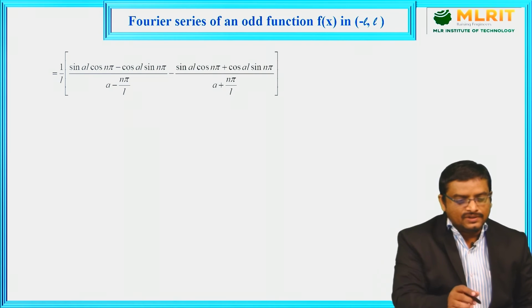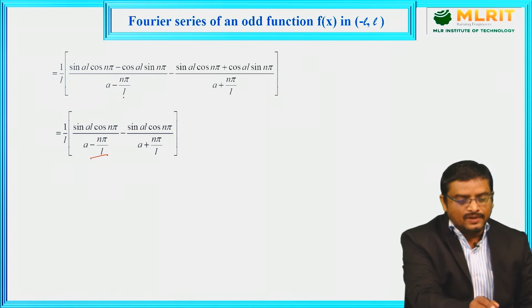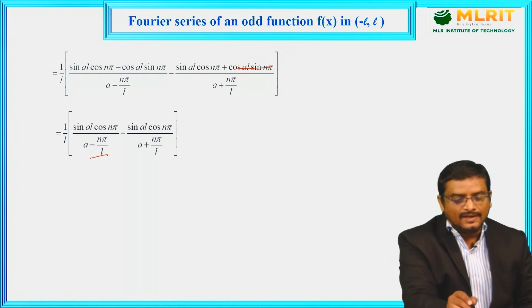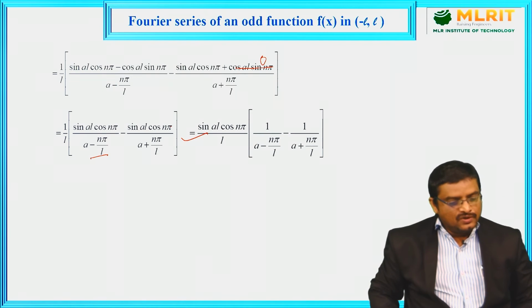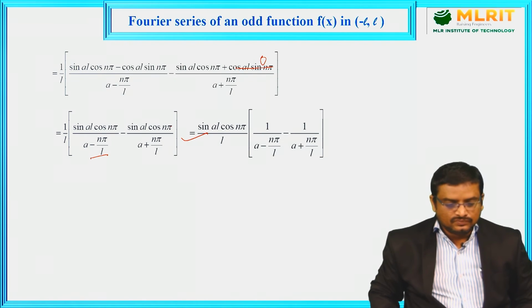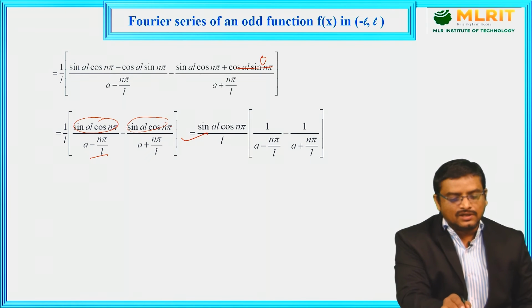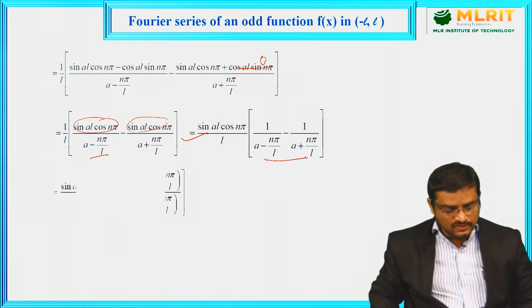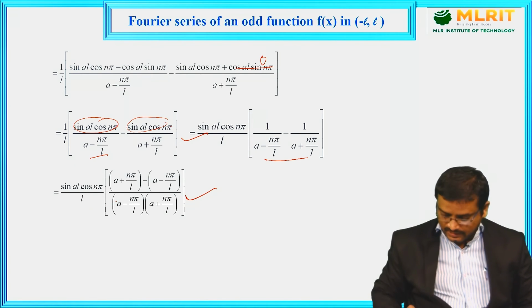Finally we will get this. So sine A L cos n pi by the denominator minus, only this is neglected since it is 0. So sine A L cos n pi by A plus n pi by L. This is our final value. So if you want, you can simplify this. Otherwise, you can take the common terms in both. So you take sine A L cos n pi outside. These are the remaining terms you will get, and simplify by taking the LCM here. This is our final value you will get here.